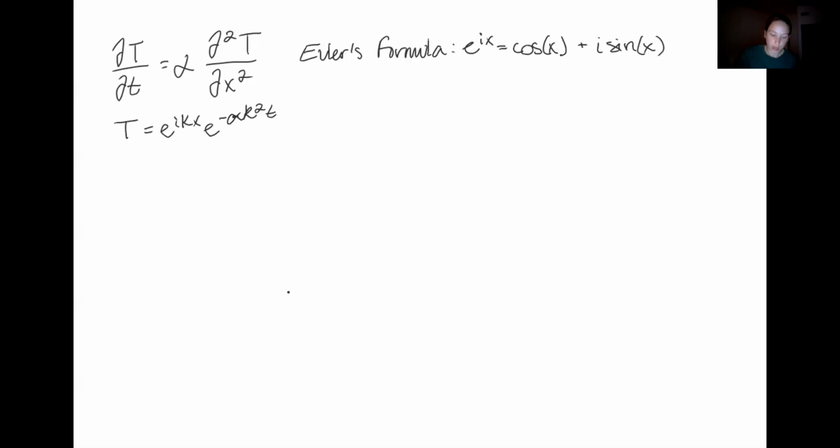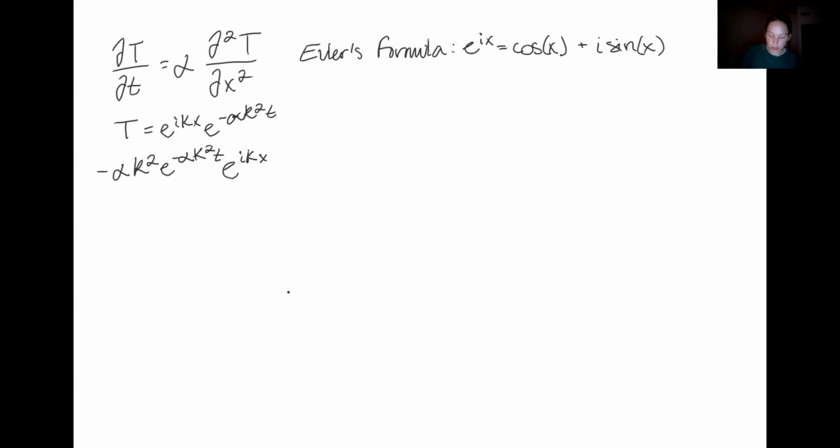It's a variable. And to be able to prove that this is a solution, all we have to do is plug it in. So when we do that, on the left-hand side, all we do is take the first derivative. So that gives us negative thermal diffusivity times k squared times e to the negative thermal diffusivity times k squared t. And that is multiplied by e to the i k x.